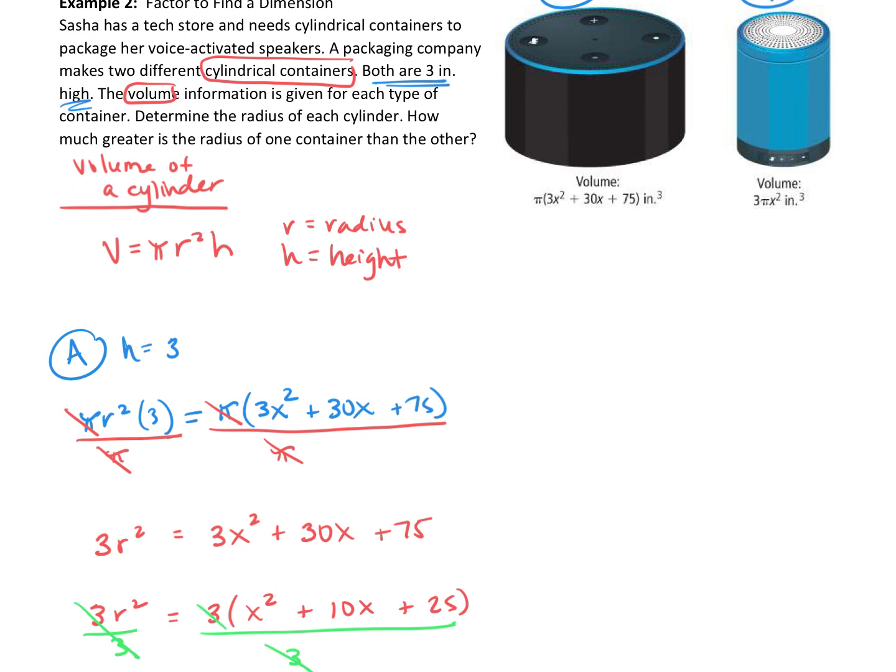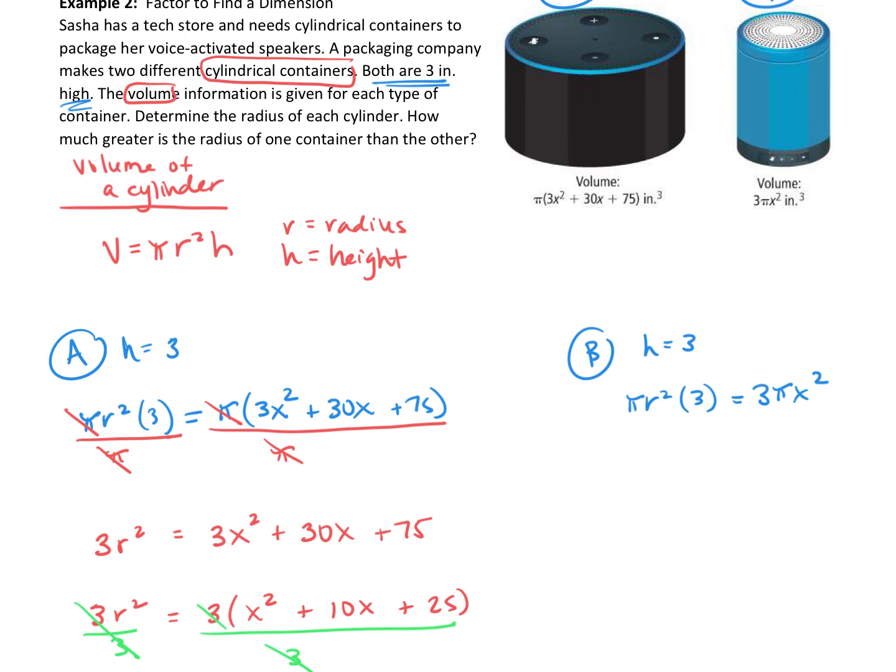So let's go back up here. Speaker B has the same height as speaker A, so the height is equal to 3. The volume formula for a cylinder is pi r squared times the height, so pi r squared times our height of 3. We're going to set that equal to the volume of speaker B. Oh, look at that one. It's a little bit less complicated. So speaker B has a volume of 3 pi x squared.